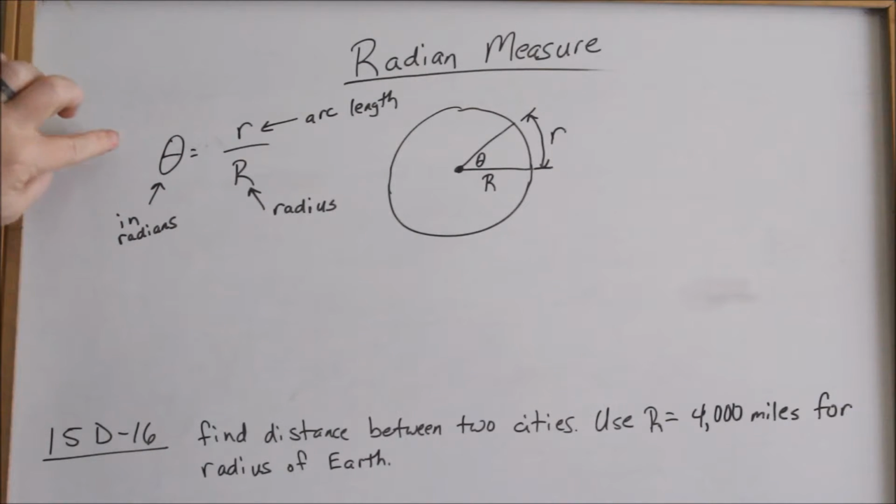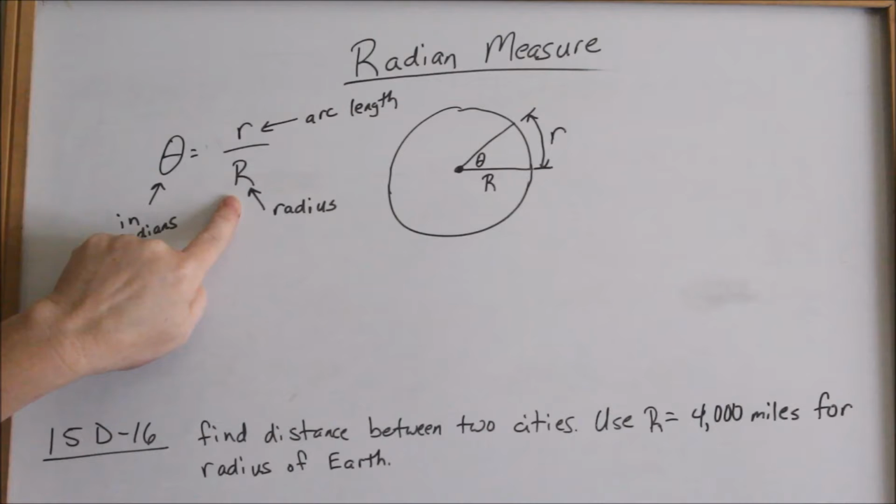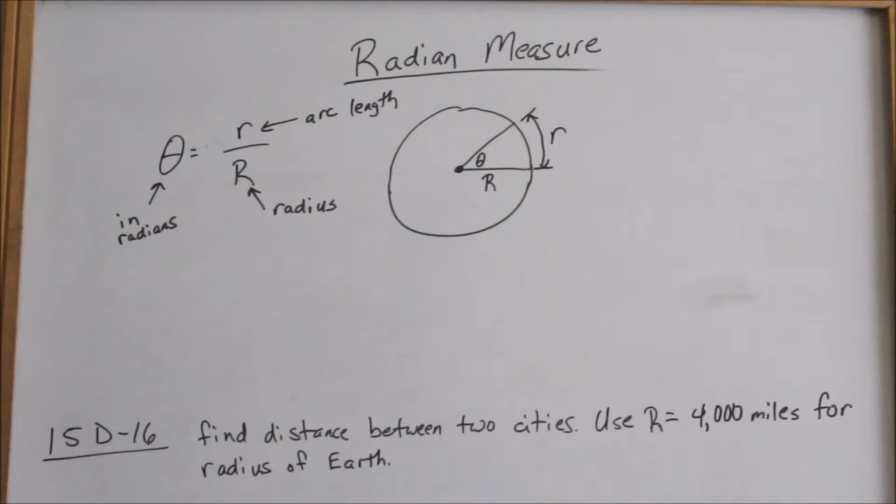Okay, one of the main key things to know is that theta for this formula cannot be put in degrees. It has to be put in radians. Okay, theta has to be in radians. And then this is the radius, lowercase r is the arc length.